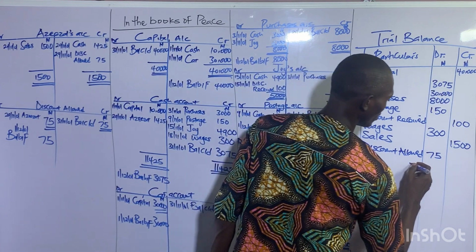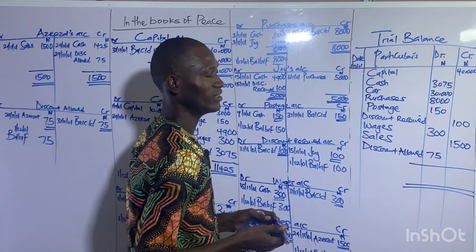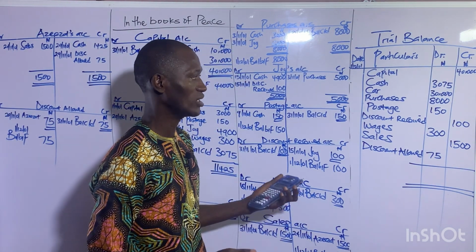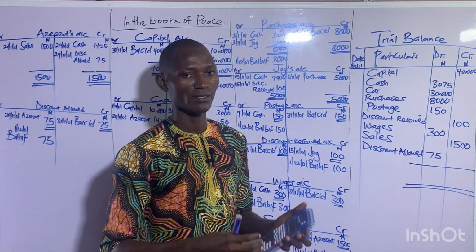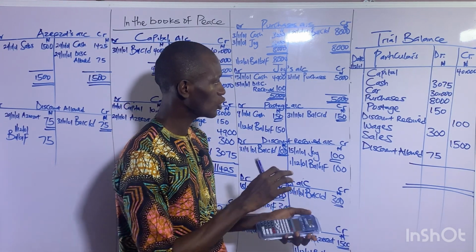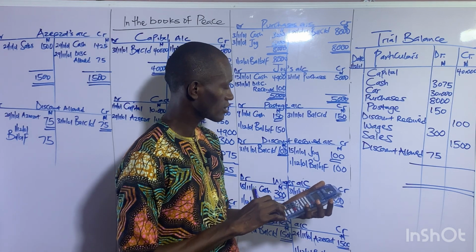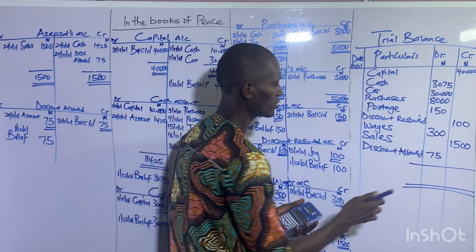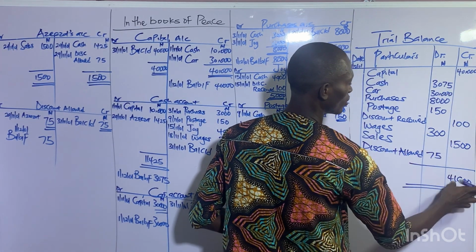So let's add the two sides, both the credit and the debits, to see if they are equal. And if they are equal, it means that postings in the ledger are accurate. So the credit side, we have 40,000 plus 100 plus 15. That's 41,600 for the credit side. That's the total for the credit side.